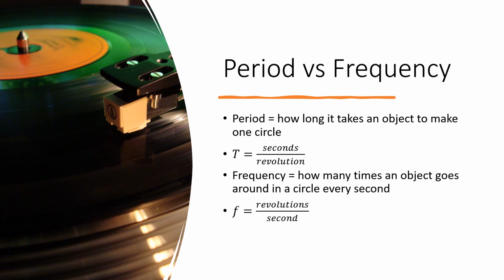Frequency gets a little f, and it's revolutions per second. So you can kind of see the gist of this. Oh, hey, look, this is their relationship. Period is the same as 1 over frequency, or frequency is the same as 1 over period. So sometimes you're given the period of something that's spinning, sometimes you're given the frequency.